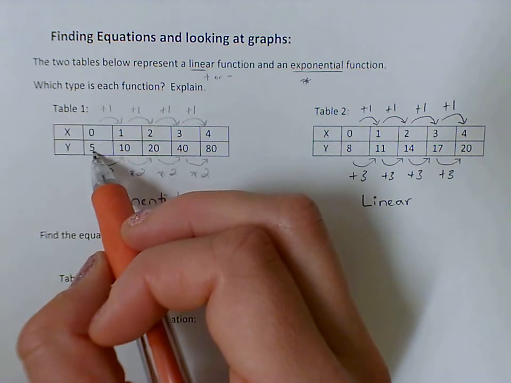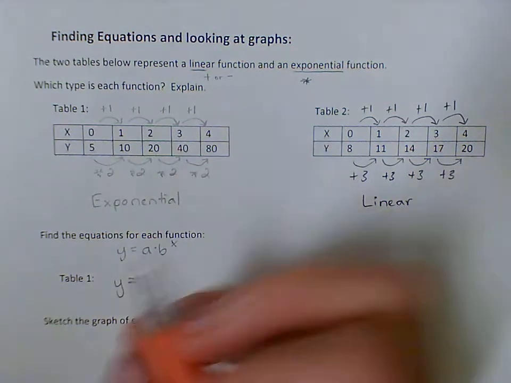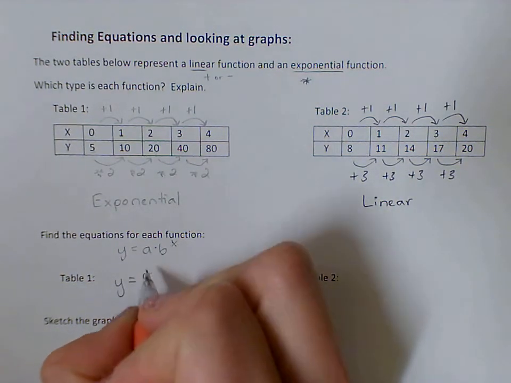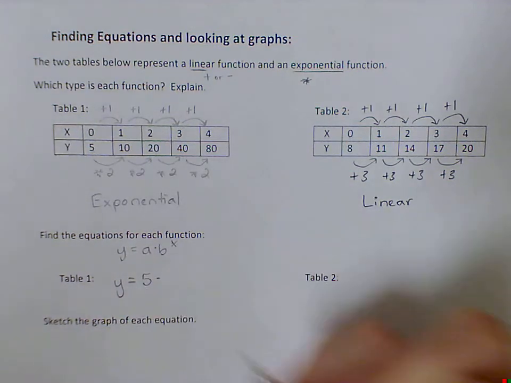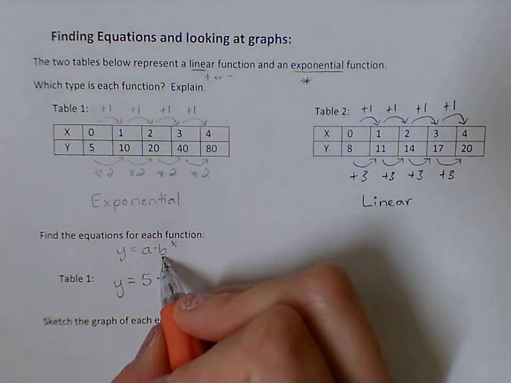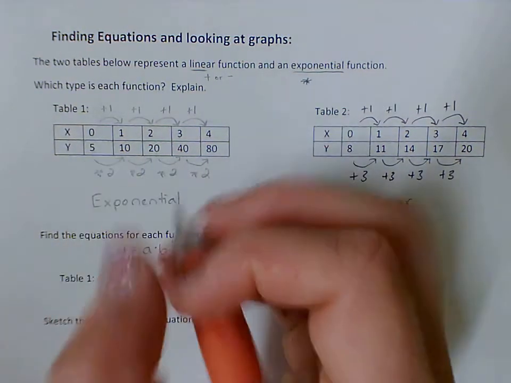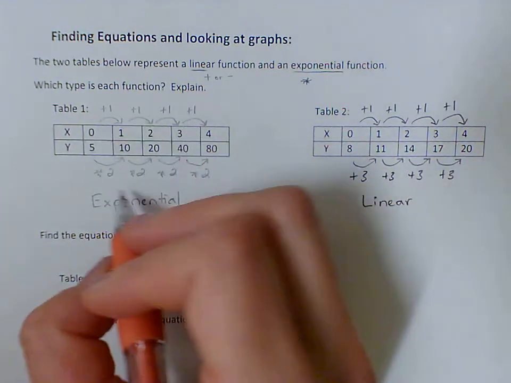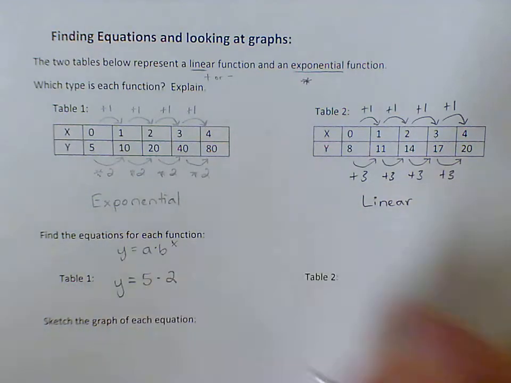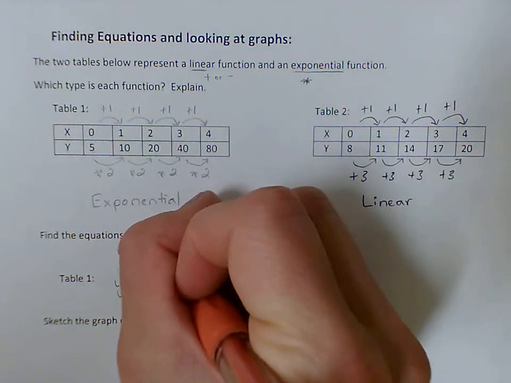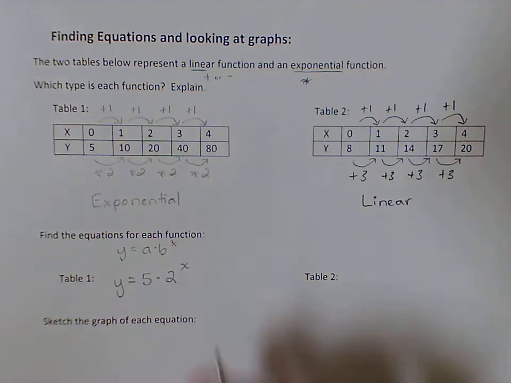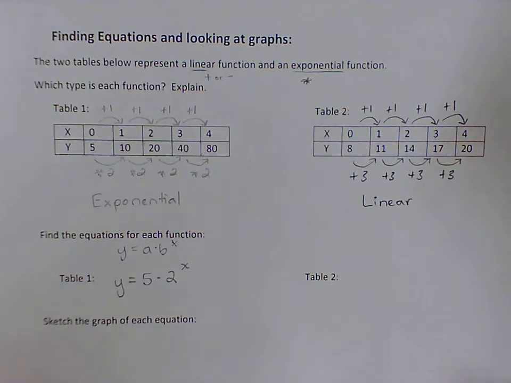So that means that this graph is going to cross the y-axis at 5. That's actually where it starts, so it would be 5. And then, remember, b is what you're multiplying by, and we figured out that we're multiplying by 2. Since the x's go up by 1, that would be our b. And so that is the equation for that table, for that exponential function, okay?